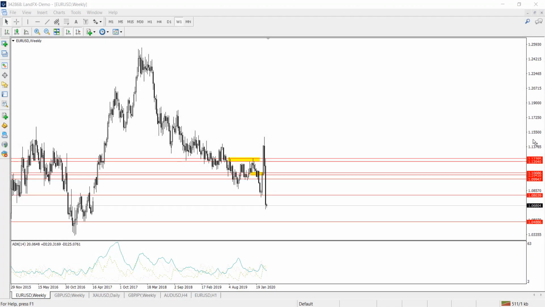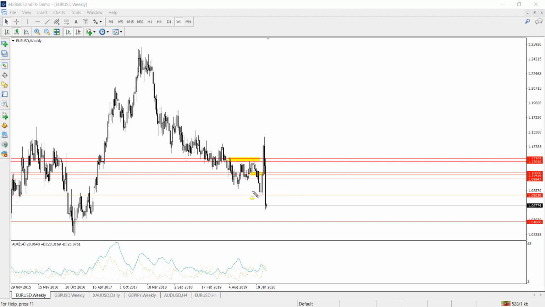As usual, we're going to start with the euro against the American dollar, but this time on the weekly time frame, because we have here very strong levels that we have to highlight. So let's start with this strong resistance level 1.0800. Let me highlight it for you.